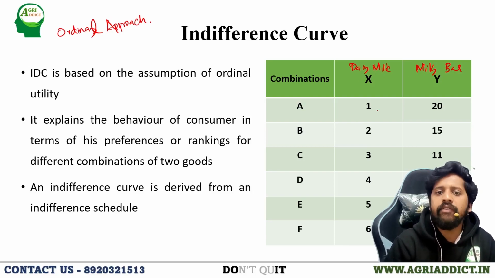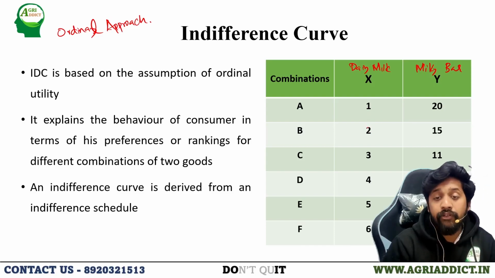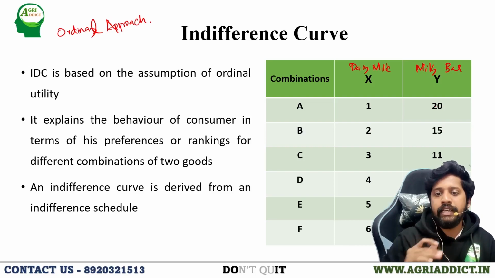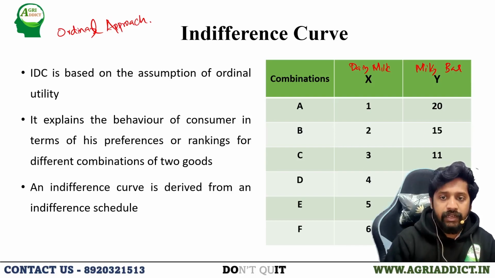So there are different combinations of Milky Bar and Dairy Milk, right? In combination A, I am buying 1 Milky Bar and 20 Dairy Milk, and in combination B, I am increasing my Dairy Milk quantity from 1 to 2, and in order to afford one additional unit of Dairy Milk, I am sacrificing 5 units of Milky Bar, in order to keep my budget constant.